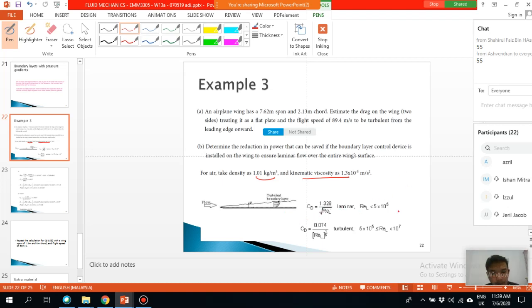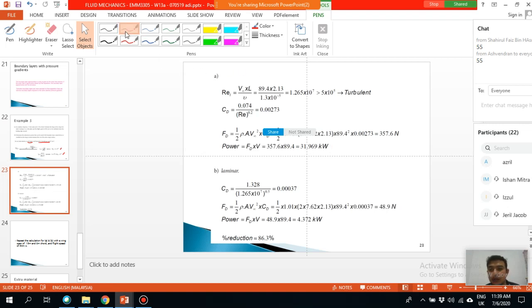Okay, this is the formula for CD, the coefficient of drag, for laminar flow. This is the coefficient of drag for turbulent flow. In order to estimate the drag, we know that the drag FD has the formula one over two rho A V squared.